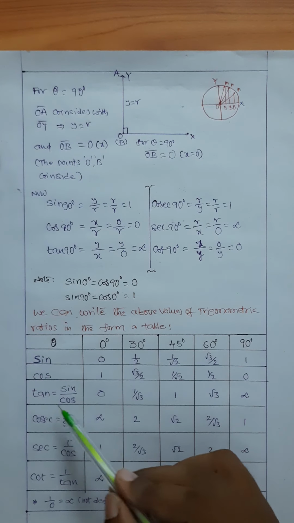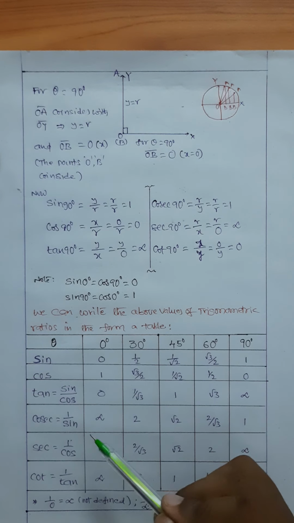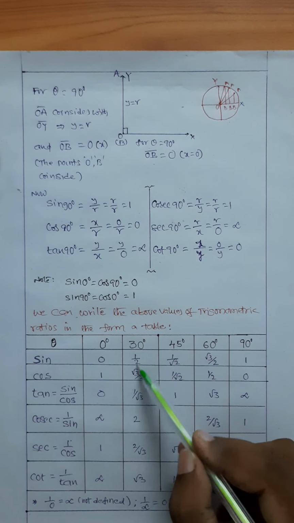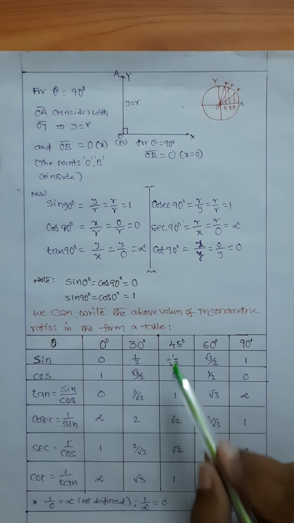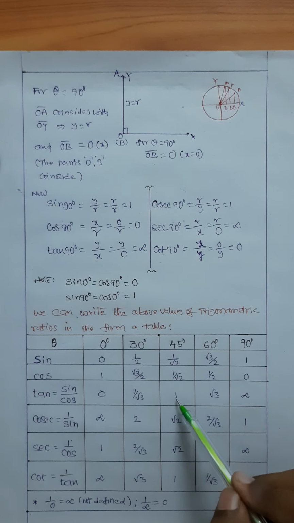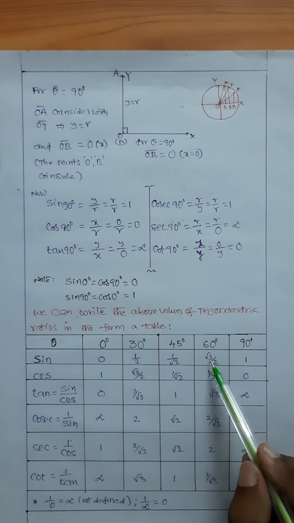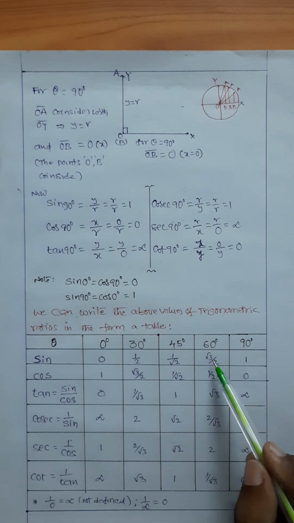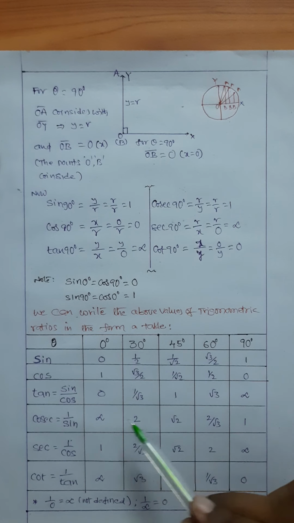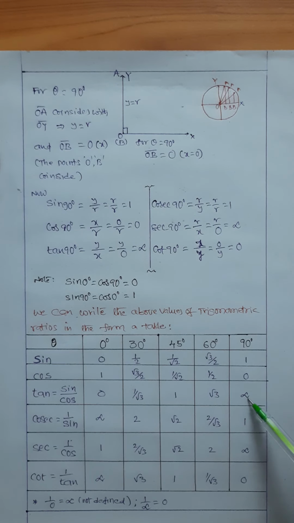Tan is sin by cos. Tan 0 is equal to sin 0 by cos 0, 0 by 1, 0. Tan 30 is equal to sin 30 by cos 30, 2 cancelled, 1 by root 3. Tan 45 is equal to sin 45 by cos 45, 1 by root 2 by 1 by root 2 is 1. Tan 60 is equal to sin 60 by cos 60, root 3 by 2 by 1 by 2, 2 cancel, root 3. Whereas tan 90 is equal to sin 90 by cos 90, 1 by 0 is infinity.